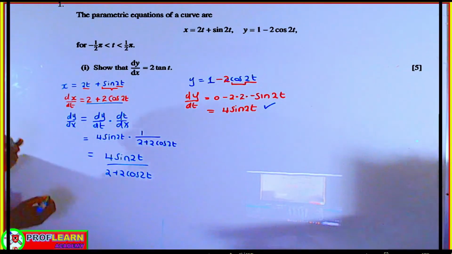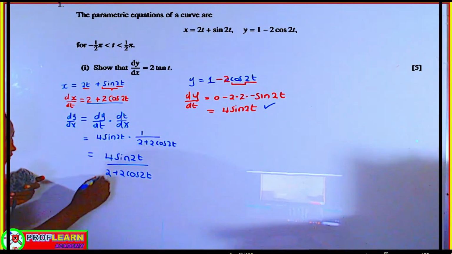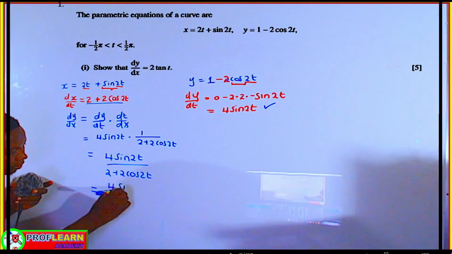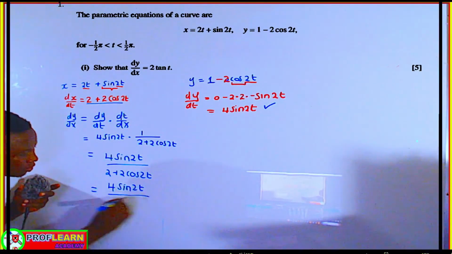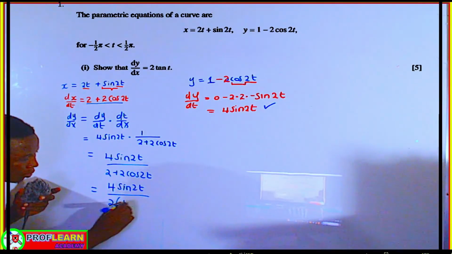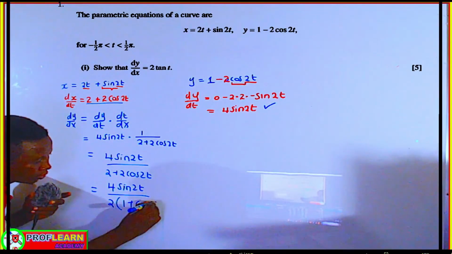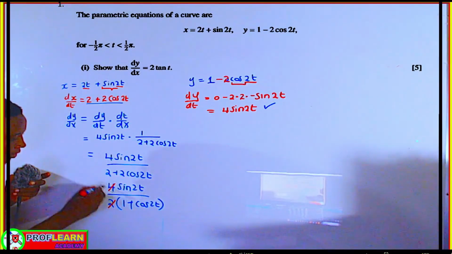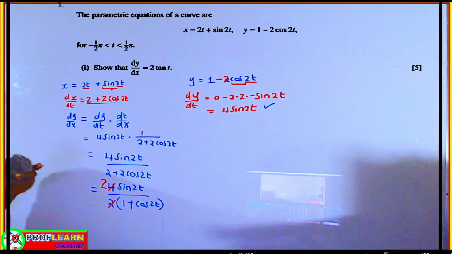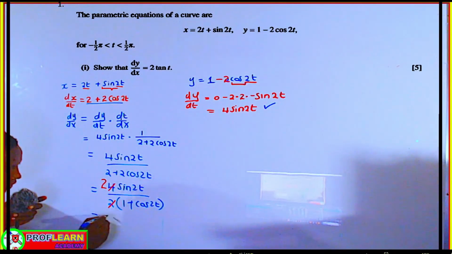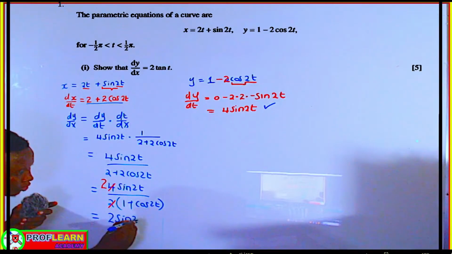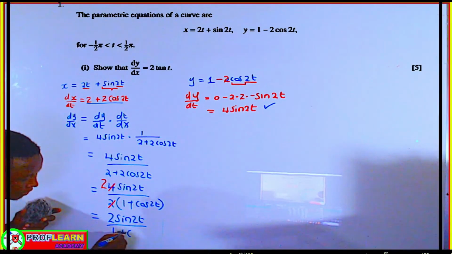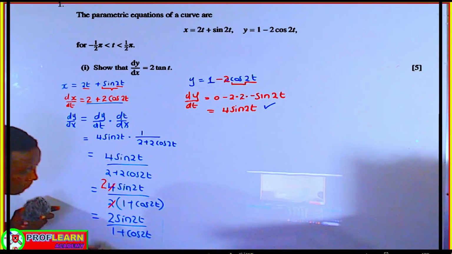At this given point, I can equally factor out 2 in the denominator, and then we shall have 4 sine 2t over 2 into bracket 1 plus cos 2t, and at this level I can cancel this and I will remain with. So meaning this equation of ours can be written as 2 sine 2t divided by 1 plus cos 2t.